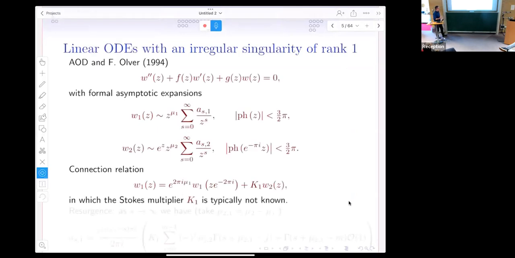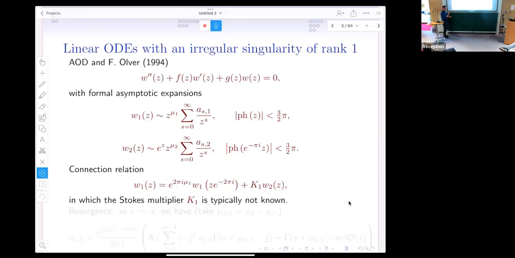My first proper encounter with resurgence was almost 30 years ago. In a month's time, it's 30 years ago. It was not the first real encounter because I had also seen the papers by Michael Berry and Chris Howls, but I didn't really spot the resurgence in those papers, and I also didn't trust the results because they were highly non-rigorous, but any numerical check did show me that they were actually correct.